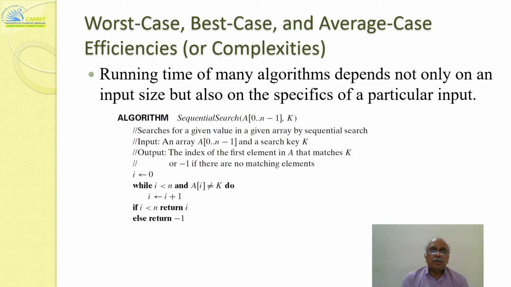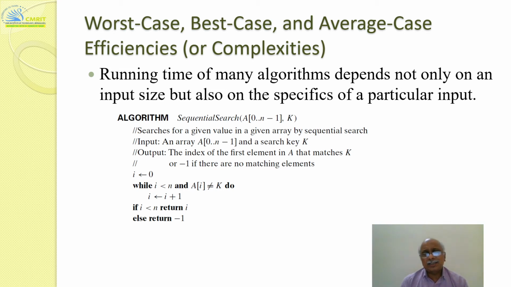Once you come out of the while loop, if the value of i is less than n, it indicates that you have come out of the while loop since you have found the key. So in that case, it returns the value of i. If the value of i is equal to n, it indicates that you couldn't find the key in the array because you have gone beyond the array. Hence, it returns a value of -1.